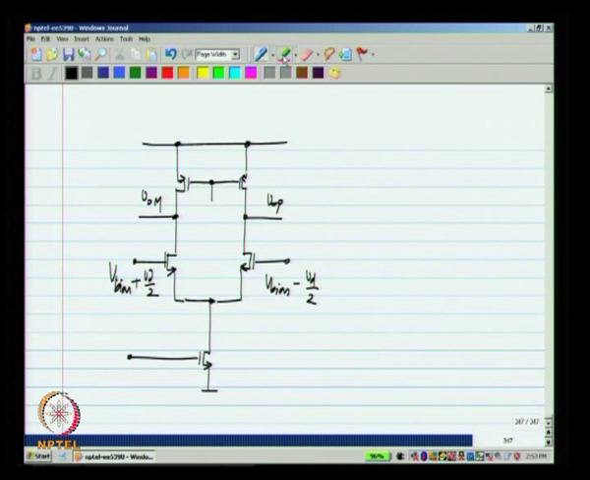We know that if VOP becomes very large, M4 goes into saturation, or M3 if VOM becomes very large. Similarly, if VOP becomes very small, either M1 or M2 go into triode region. That is, if VOP becomes small, M2 goes into triode region; if VOM becomes small, M1 goes into triode region. Okay. And the limits are straightforward.